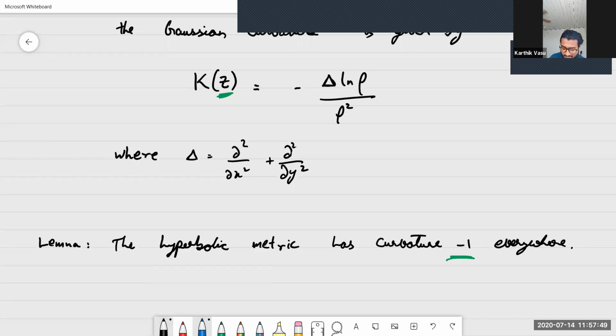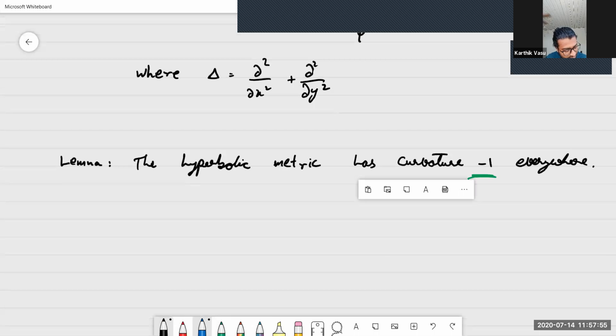Okay. So right now it seems like this is just a consequence, but this is one of the most important properties of hyperbolic space. This is also like the defining property of hyperbolic space. What do I mean by defining property? So this is also a theorem I will not prove, but very important.